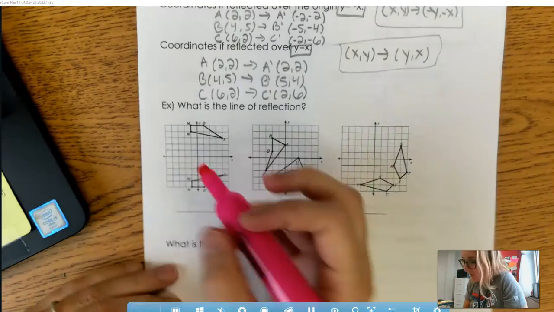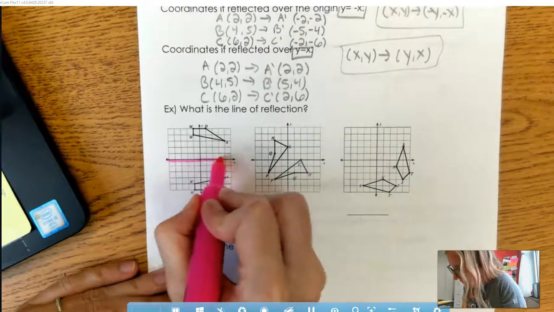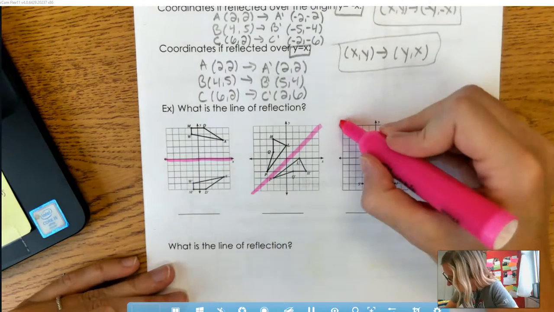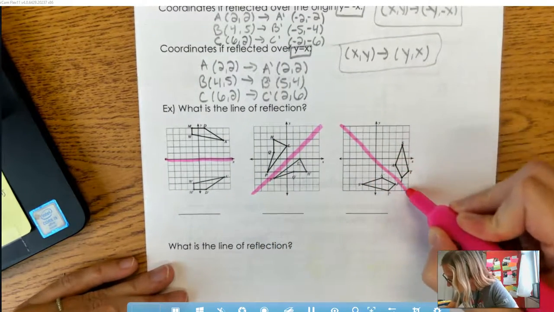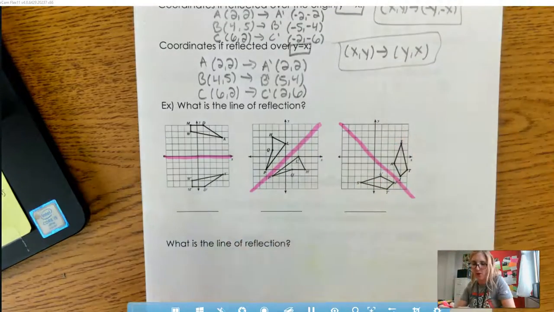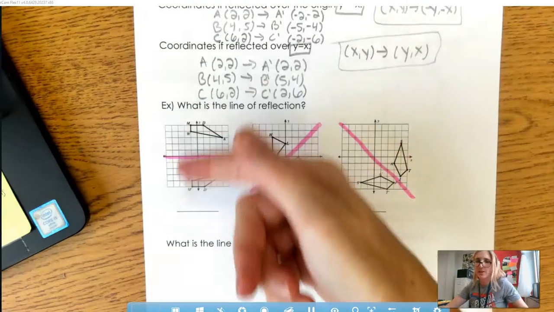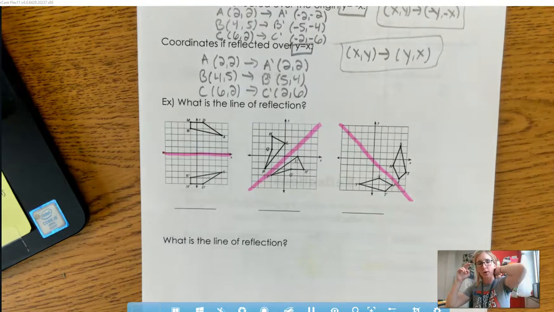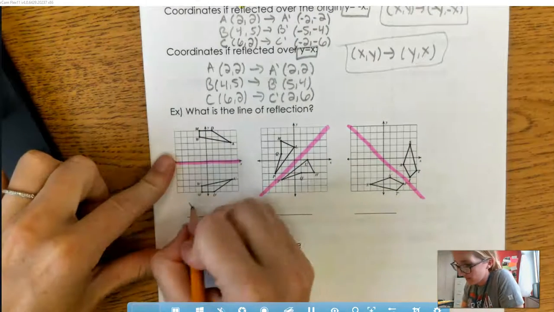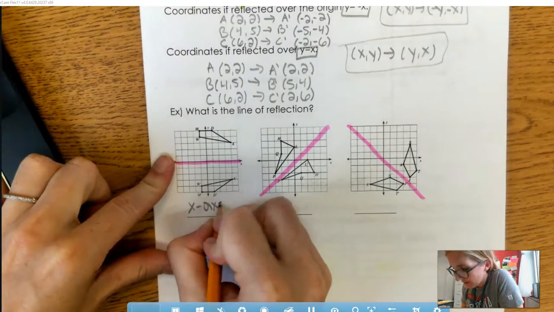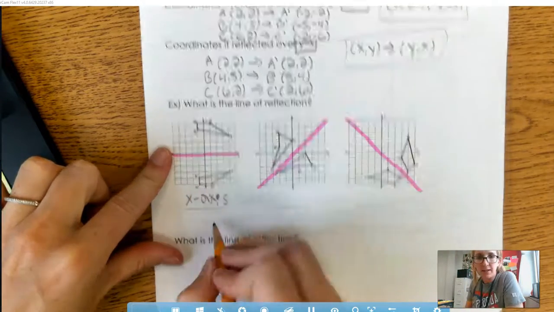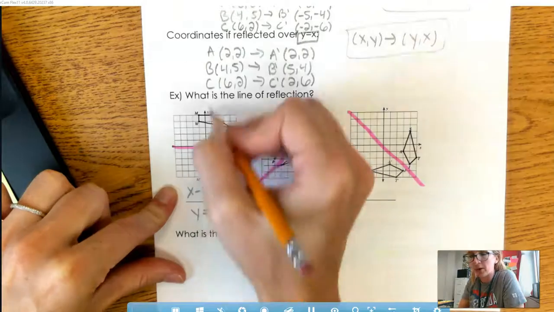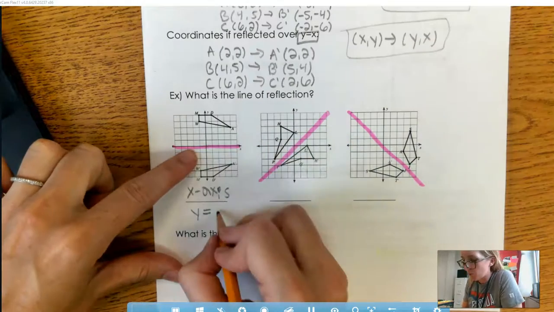All right, for these next ones, these are problems straight from the packet, so I'm going to go through these quickly. Basically, we're identifying the line of reflection, which is the line that if I folded it over, the points would match up exactly. So you can see that these images are being reflected over that line of reflection. So we need the equation. Well, I know that this is the x-axis, which is a horizontal line, and the equation for a horizontal line is going to be y equals whatever number it is on the y-axis, so y equals 0.